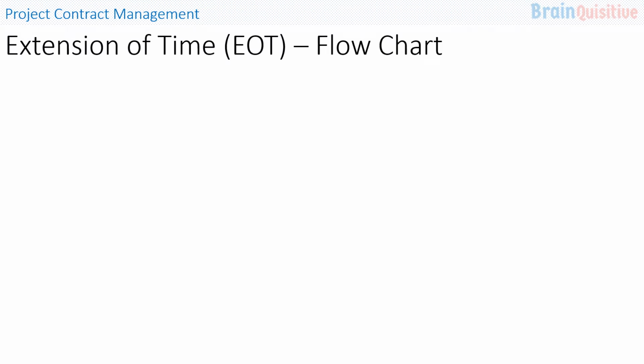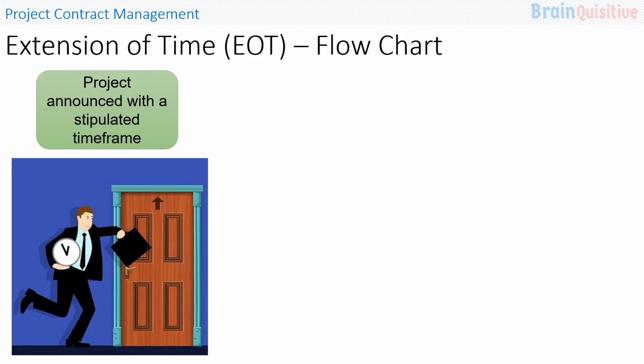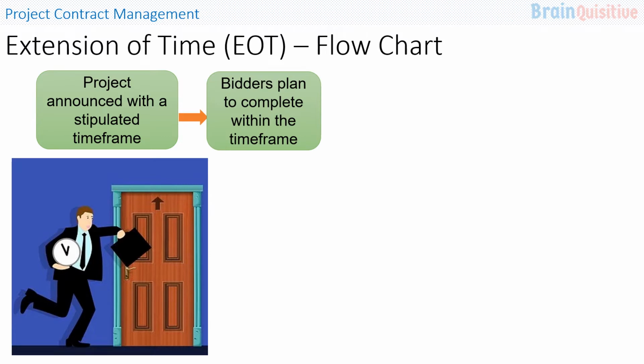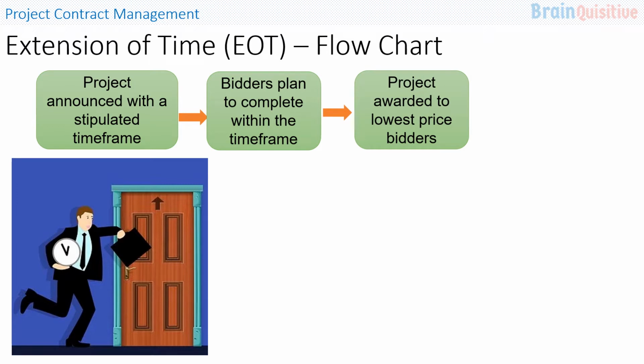Now we will understand the extension of time with a flowchart. Project is announced with a stipulated time frame. Then the bidders plan to complete within the time frame. Next, the project is awarded to the lowest price bidder.